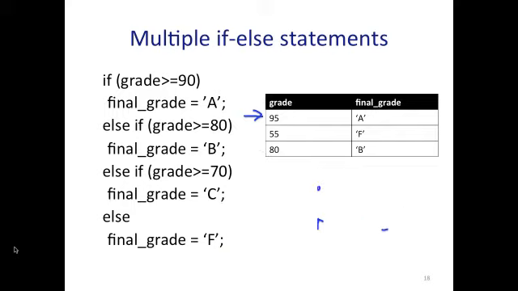Okay, so let's say that it's 55. Well, we ask, is it greater than or equal to 90? No. Else, is it greater than or equal to 80? No. Else, is it greater than or equal to 70? No. Therefore, it's an F. And you should be able to apply the same logic to get the B. For grade equals, if grade is 80, you should be able to figure out why the final grade will be assigned a value of B.